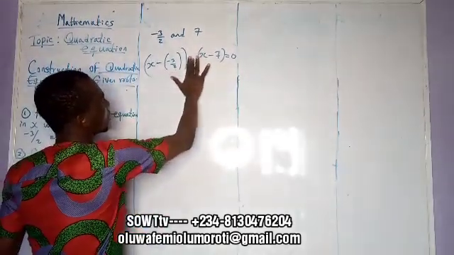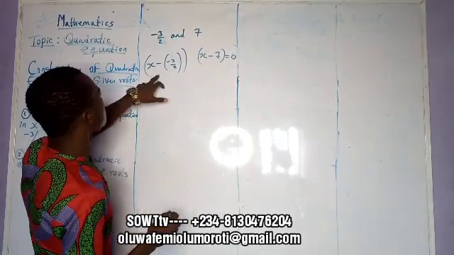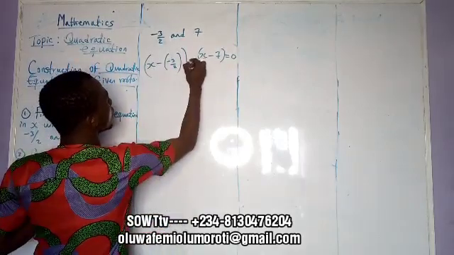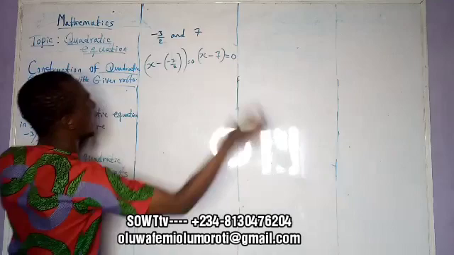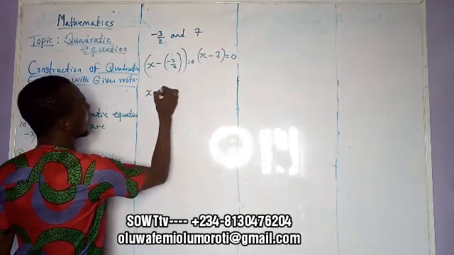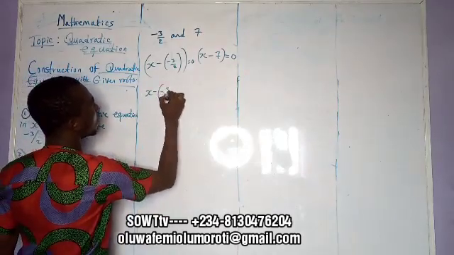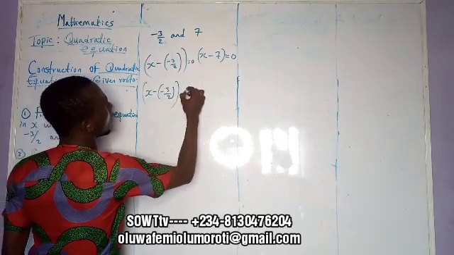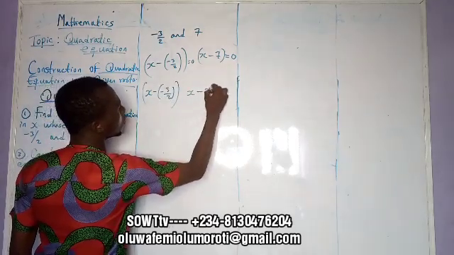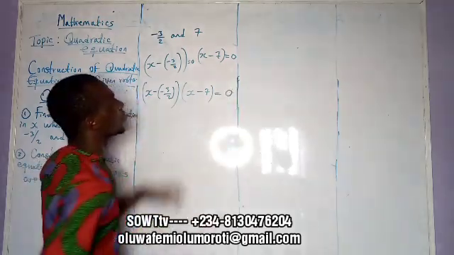Pardon me, you don't put plus. You can say x minus, but at the same time, you can still have x minus -3/2, times x minus 7, everything equal to 0. We still have the same thing.